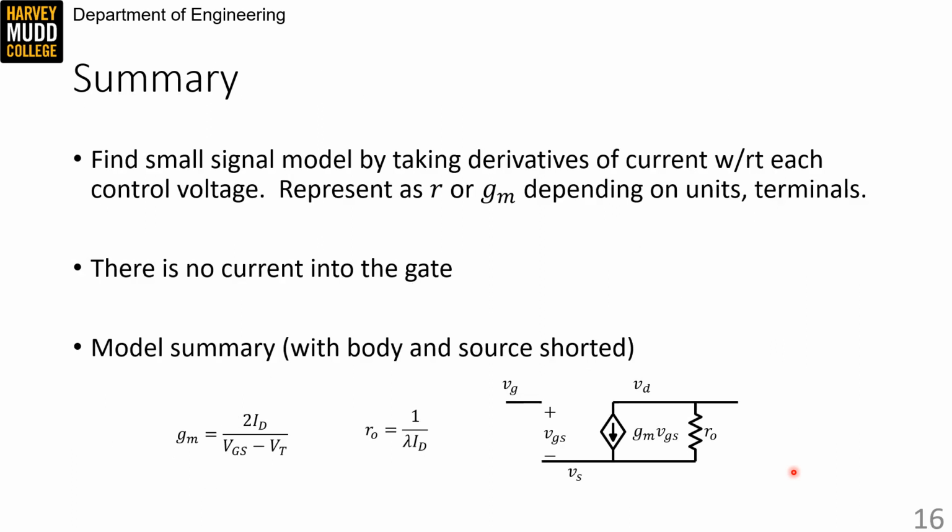So in summary, remember that we find small signal models by taking derivatives of current with respect to each control voltage, and we represent those as resistors or transconductances depending on the units of our derivative and the terminals that we're hooked up to. For a MOSFET, there's no current into the gate, and our small signal model is summarized down here. It's a GM generator between drain and source, an output resistance between drain and source, and RO is given by 1 over lambda ID, and GM is given by 2ID over the overdrive.